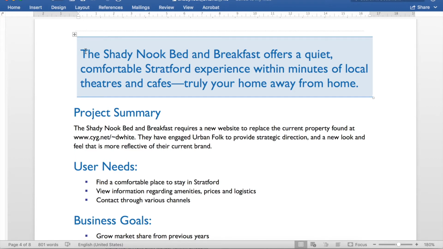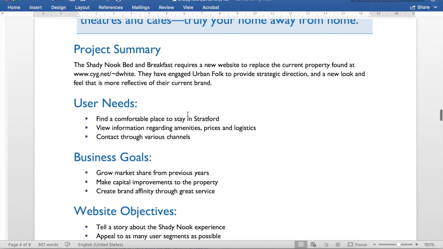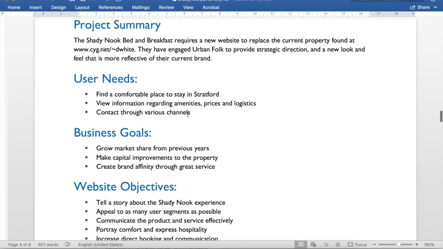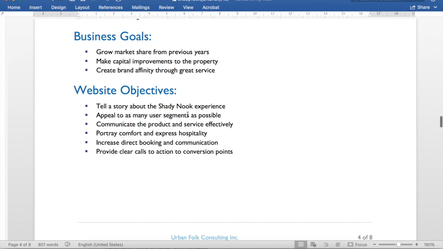Having something like this really makes the project a lot easier to undertake because all activities should be focused on this objective. Create a quiet, comfortable Stratford experience within minutes of local theaters and creating a home away from home. Think about that and think about how that might resonate or translate into digital practices. We have our project summary, a summary of user needs, goals, and objectives of the project.